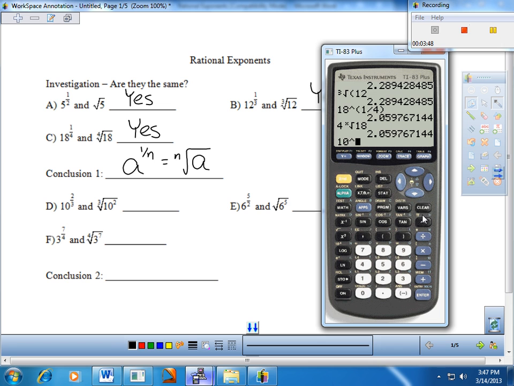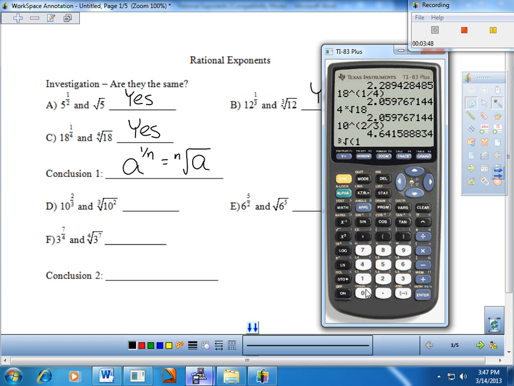And this one you do have to be extra careful on. Parentheses around that 2/3, please, if you would. So 10 to the 2/3. Nice, I get that decimal right there. Now let's go ahead and compare that to the cube root of 10 squared. And so I'm going to go back to my math menu. Please do the same. There's the cube root.